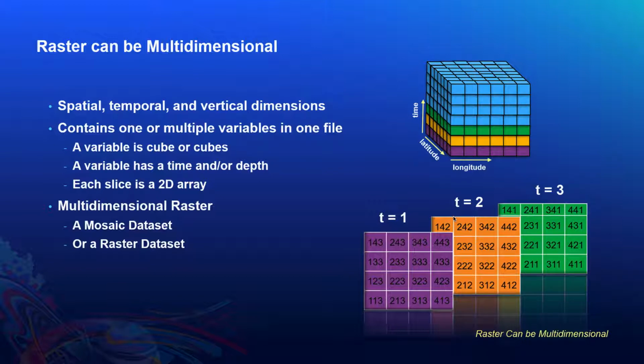And a multidimensional raster can actually come from a mosaic dataset or a single raster dataset, which means if you have a collection of time series data, you can manage it using a mosaic dataset, and the mosaic dataset can also be considered as a multidimensional raster.